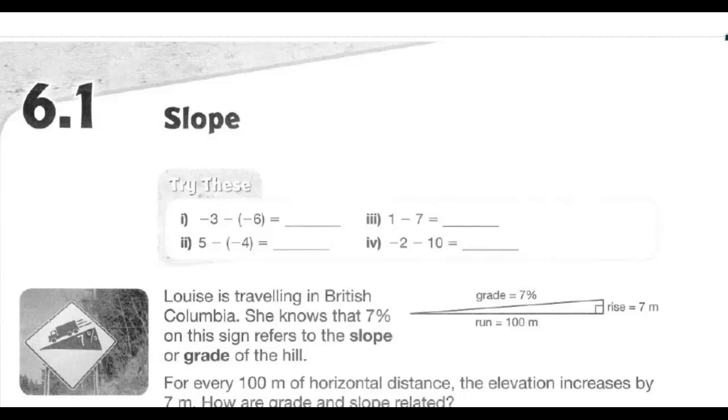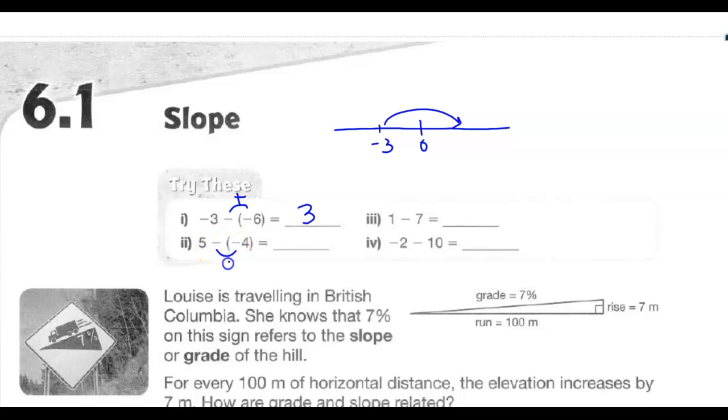Okay, we're looking at slope, doing some calculations of the rise over the run. So in the try these, it's just, again, some practice with integers because we will need to use integers. So remember, when you're subtracting a negative, it's the same as adding. So -3 plus 6. If you think of a number line, you're at -3 and you're going to the right 6. You're going to be at +3.